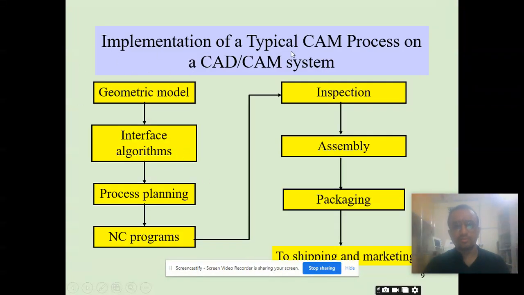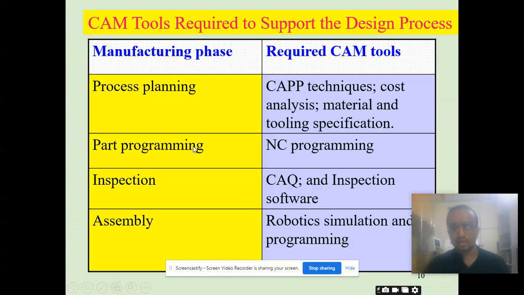Now the same is applicable for the CAM process as well. Previously we have seen the CAD process. Now we are seeing the CAM process. What is required? It requires the geometrical model, then interface algorithm, process planning. Here comes the process planning. From here afterwards, these inputs you can get from the CAD as well. From process planning, we'll start doing the NC programming, then the inspection, the assembly, packaging, and then shipping to the market.